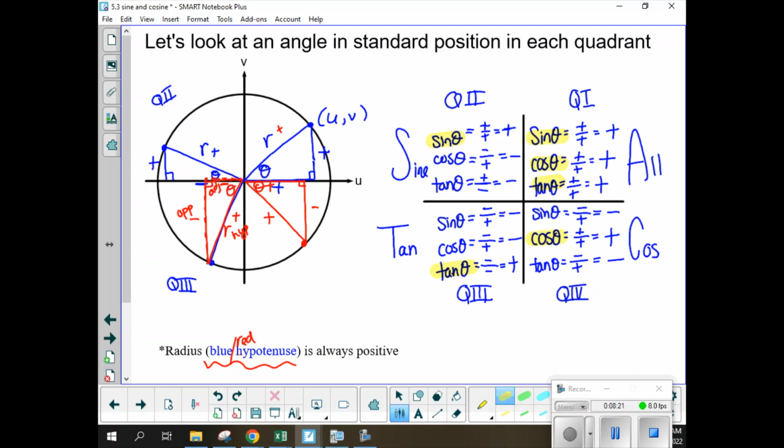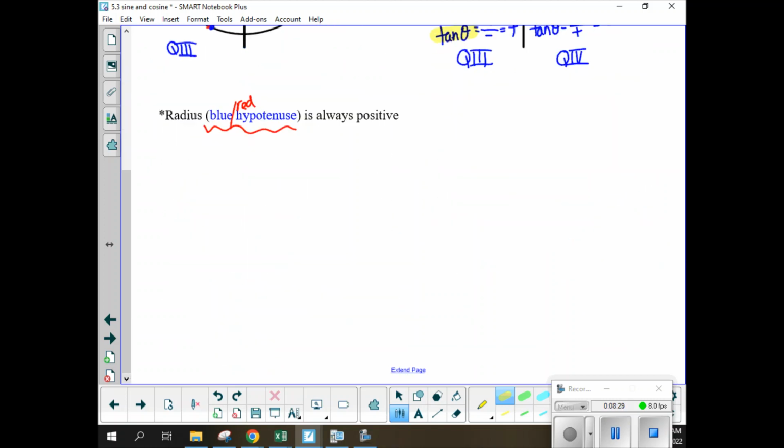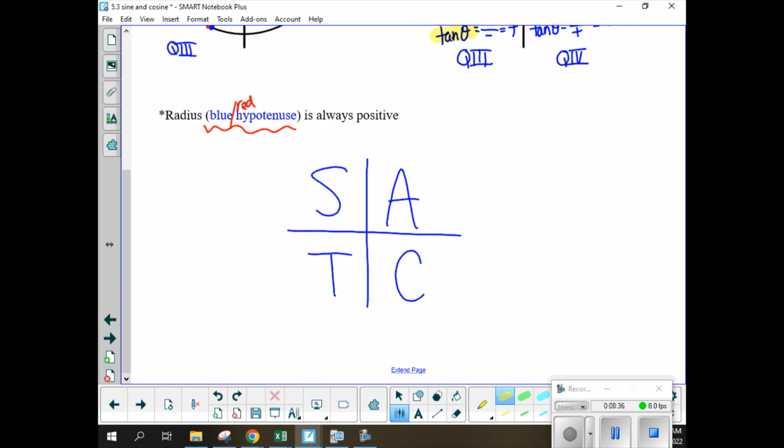Now, look at your paper or look at my board. That's a lot of stuff. We went through and sort of thought about every scenario. What we're going to take from that is just this. ASTC. In those quadrants, and also the axes we're going to think about as a plus sign. So ASTC tells us which trig function is positive in each quadrant.